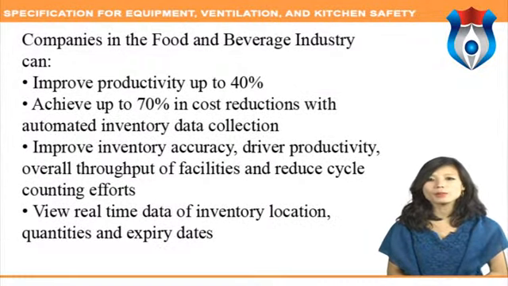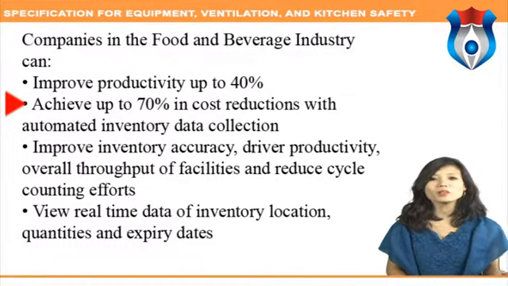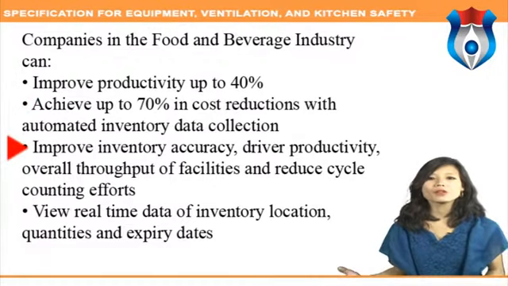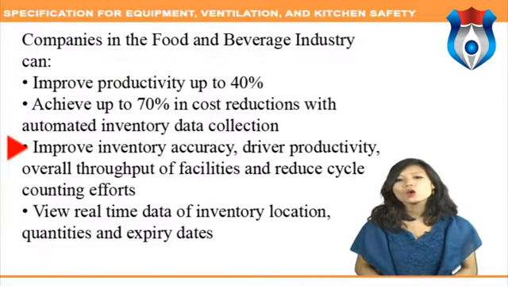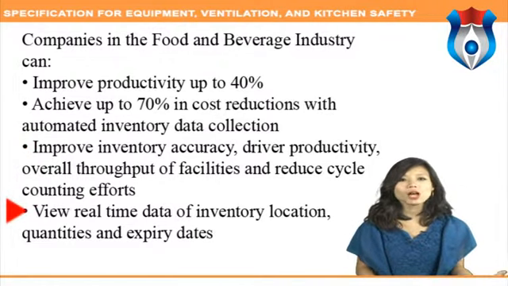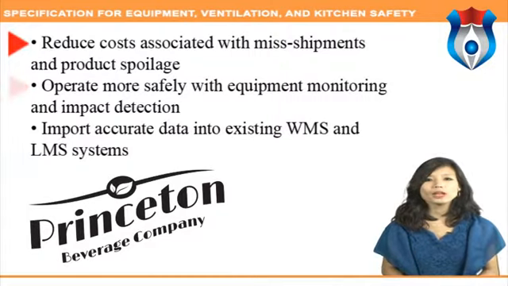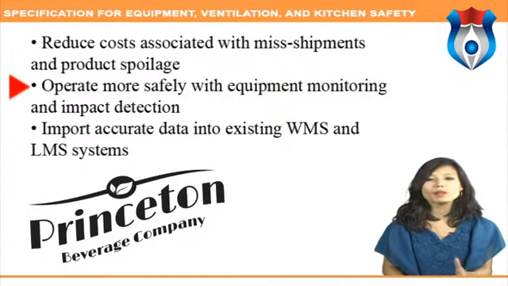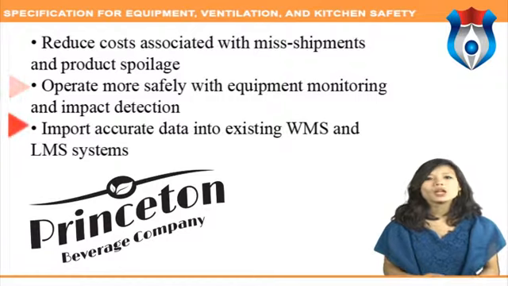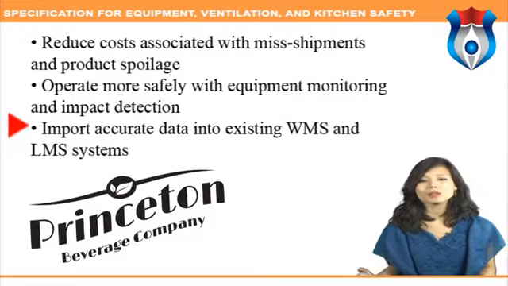Companies in the food and beverage industry can improve productivity up to 40% and achieve up to 70% cost reduction with automated inventory data collection, improve inventory accuracy, driver productivity, overall throughput of facilities and reduce cycle counting efforts. View real-time data of inventory location, quantities and expiry dates, reduce costs associated with missed shipments and product spoilage, operate more safely with equipment monitoring and impact detection, and import accurate data into existing WMS and LMS systems.